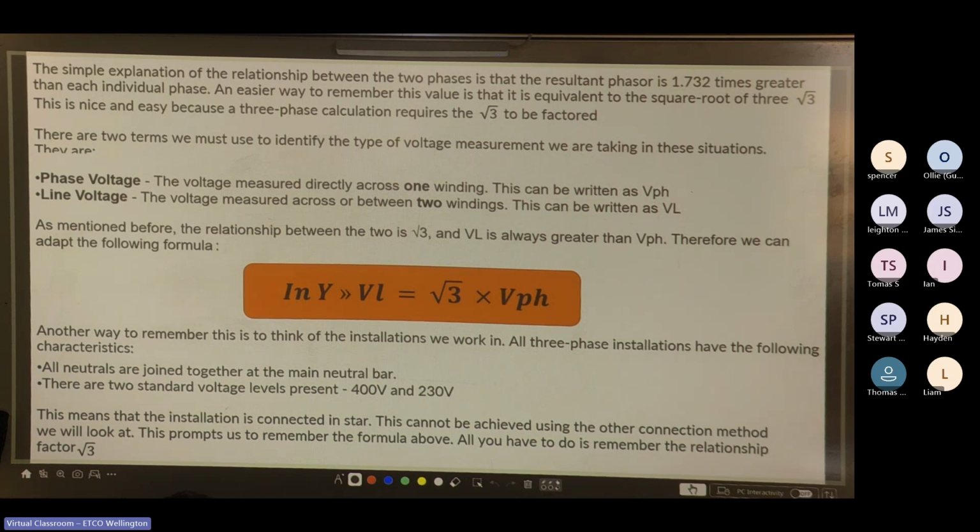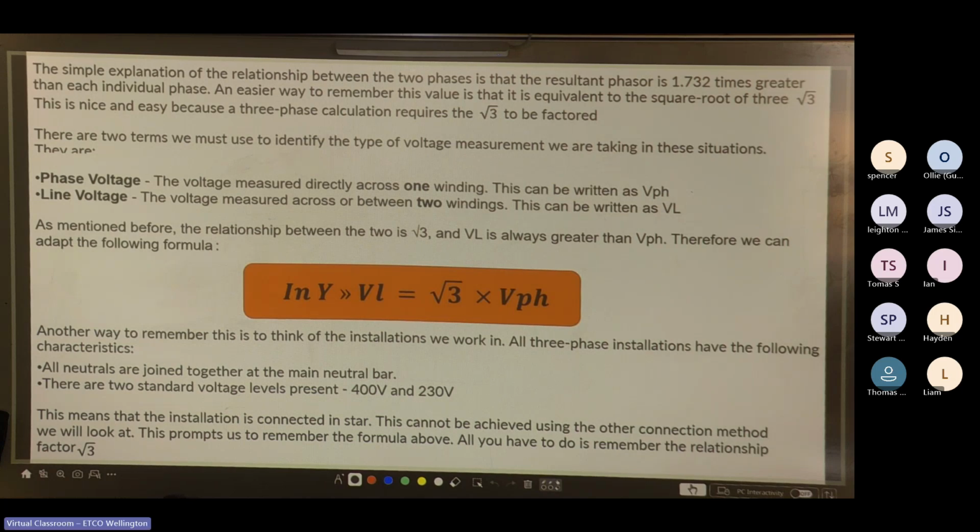This can be written as VL. So the way I like to remember this is voltage phase is one phase, so single phase. You're only measuring across one phase. And line voltage is from line to line, so from line 1 to line 2. As mentioned before, the relationship between the two is square root 3, and VL is always greater than V phase in star. Therefore, we can adapt the following formula: in Y or star, voltage line equals square root of 3 times voltage phase.